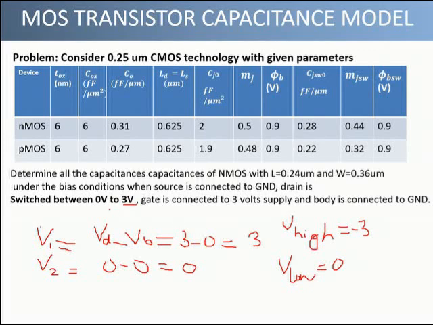And similarly for the lower value of the voltage swing, that is 0 volt, V2 is equal to 0. Among these two voltages, the high value of reverse bias voltage is equal to minus 3, whereas the low value of reverse bias voltage is equal to 0. And using these two values, we can compute both the side wall junction capacitance and the bottom plate junction capacitance. So this is a kind of task which you can try on your own.